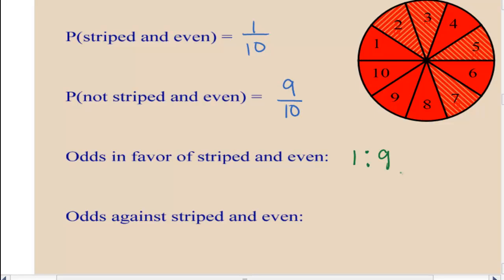So now let's look at the odds against being striped and even. Well, what's the probability of not being striped and even? 9, right? Compared to how many are striped and even? 1. And again, those add up to 10.